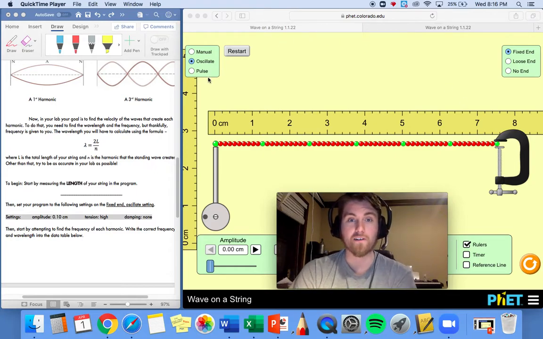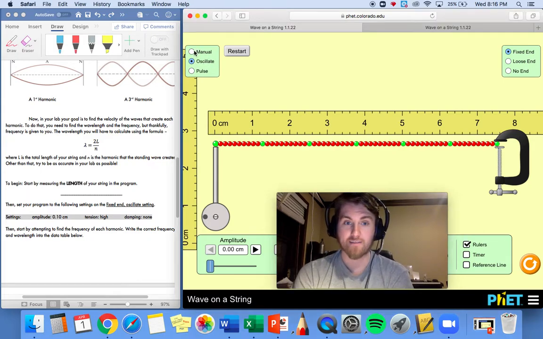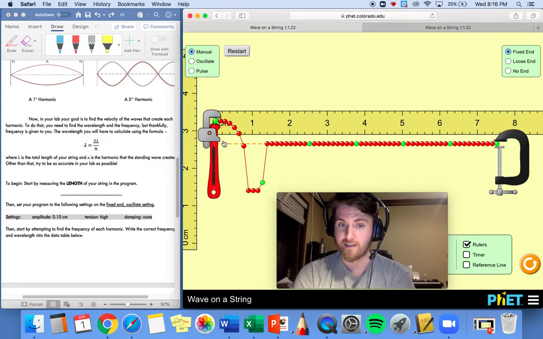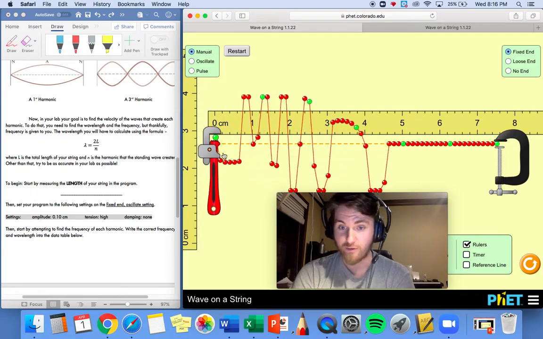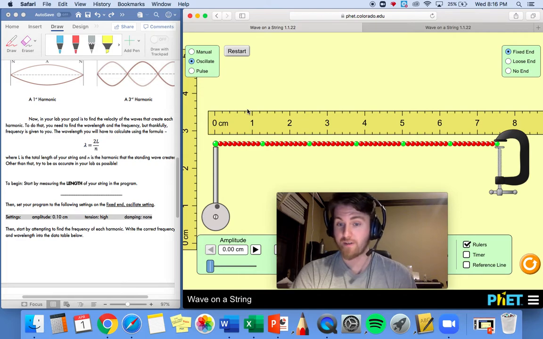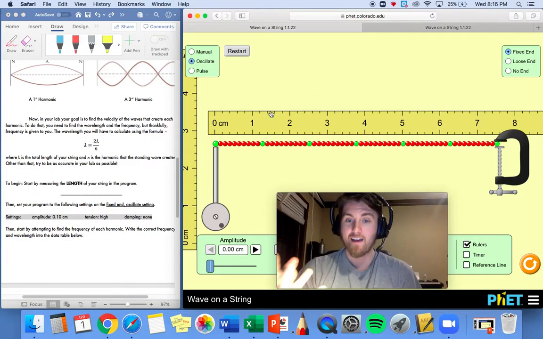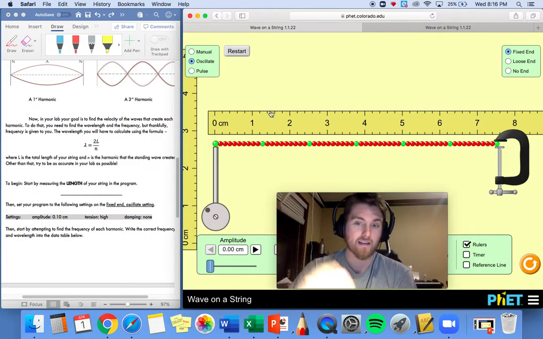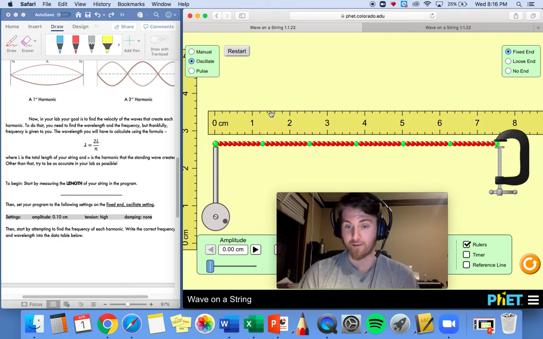What you want to do first is use the oscillate function, not the manual, because the manual makes you do it and your frequency is going to be however many times you go up and down. So you want oscillate at a specific frequency. You want to go to the fixed end here to make sure that it has 2 points of reflection. That way they can bounce back and back and back, and you can start creating standing waves.